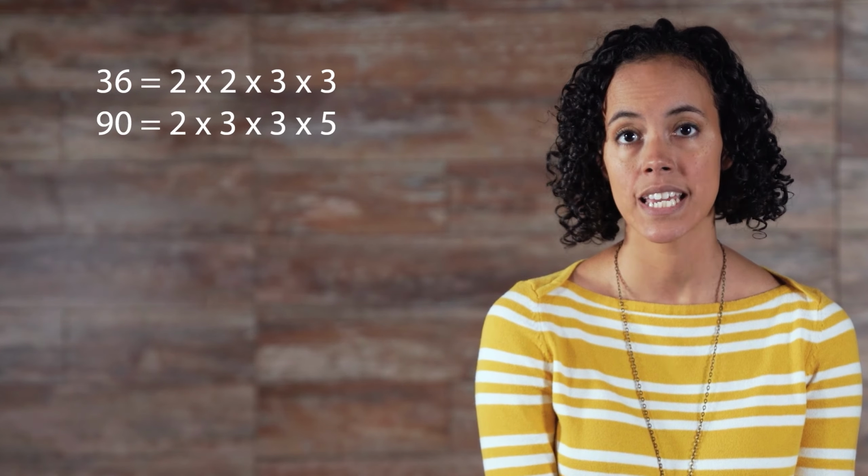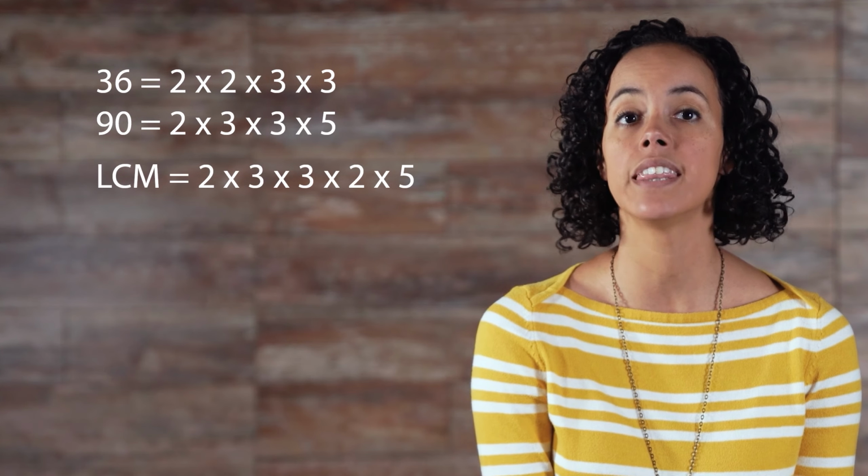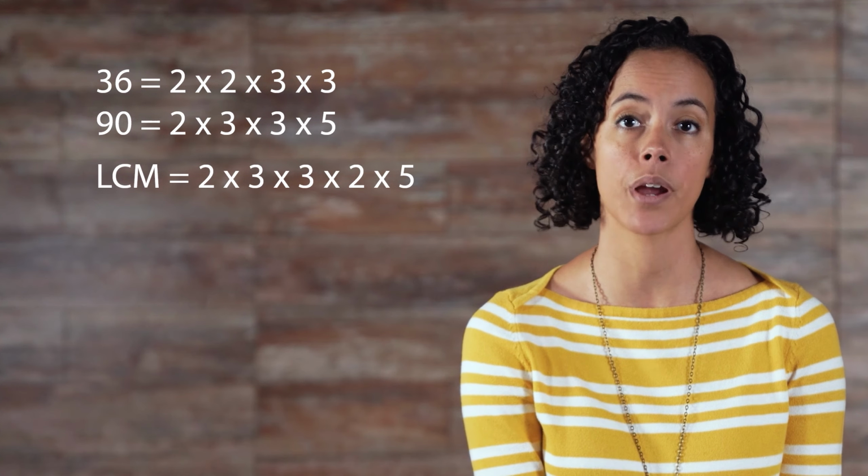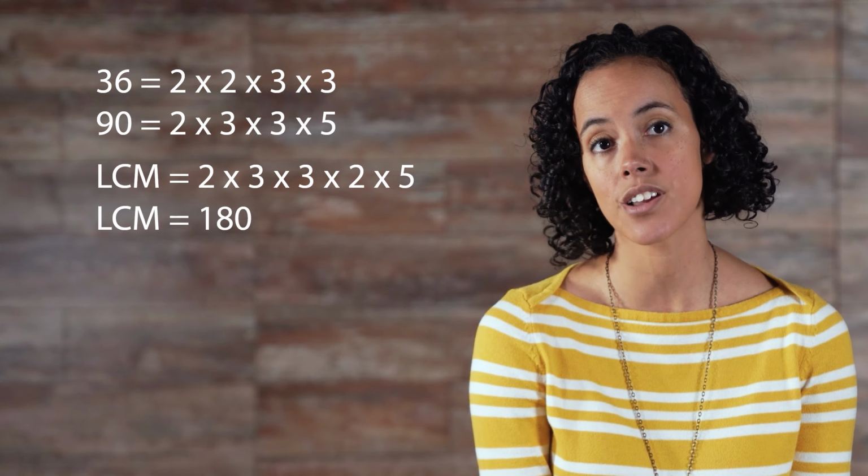Another common method involves the prime factorization of each value. Remember, a prime number is only divisible by 1 and itself. Once the prime factors are determined, list the shared factors once, and then multiply them by the other remaining prime factors. The result is the least common multiple.